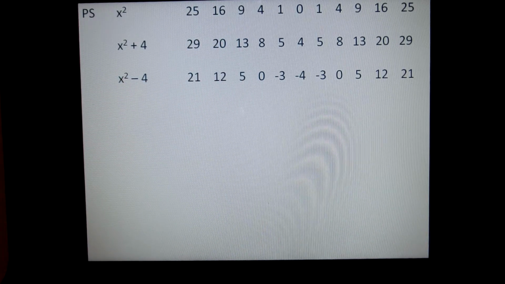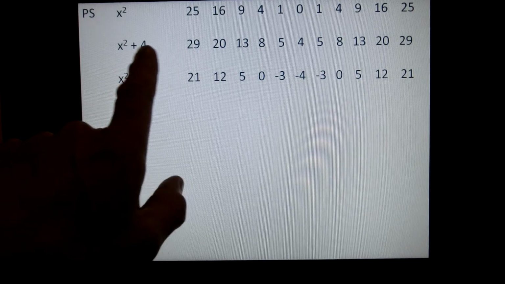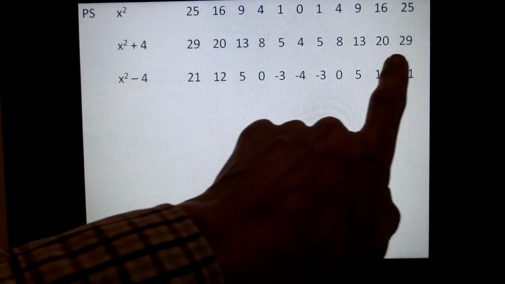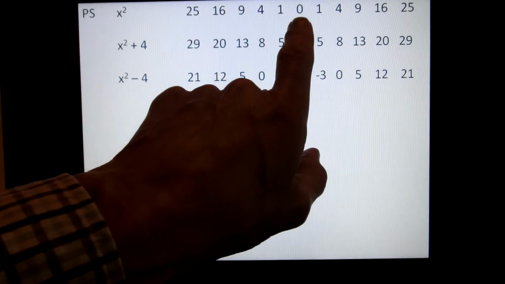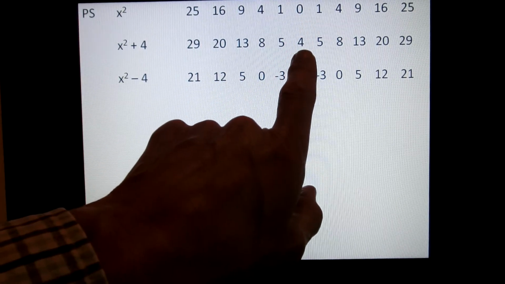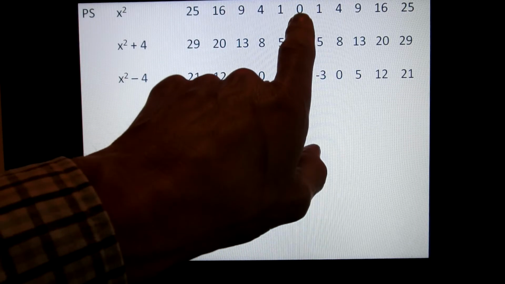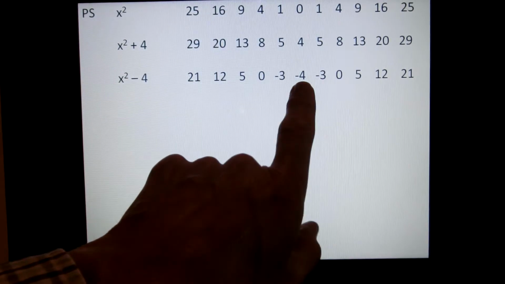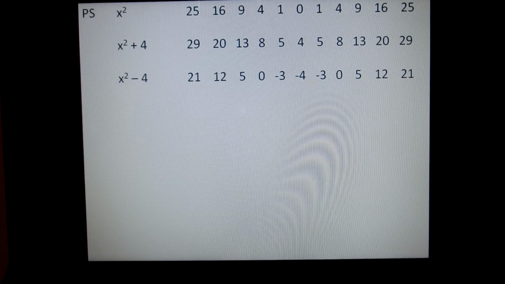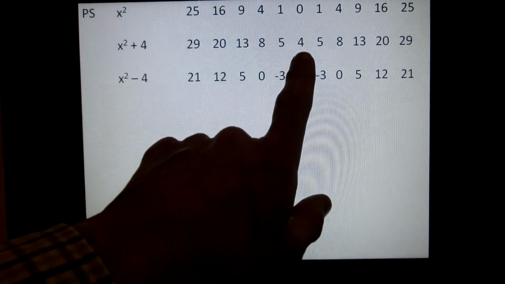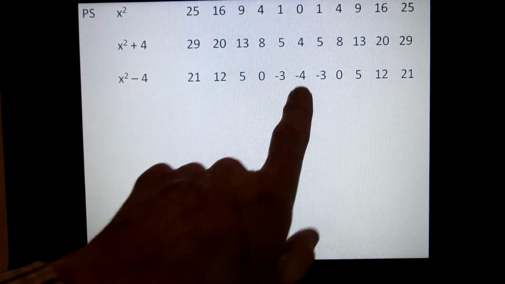So the lines and the values of this expression will be similar, but it'll be 4 greater in each case. Here the low point was 0, so in this case the low point will be 4. Here the low point was 0, in this case it'll be negative 4. So the curves will be the same shape, they increase in the same way, but they'll have a different low point each time. This will be 4, not 0, and this negative 4, not 0.